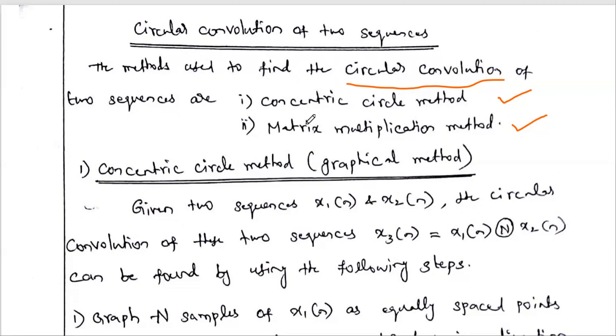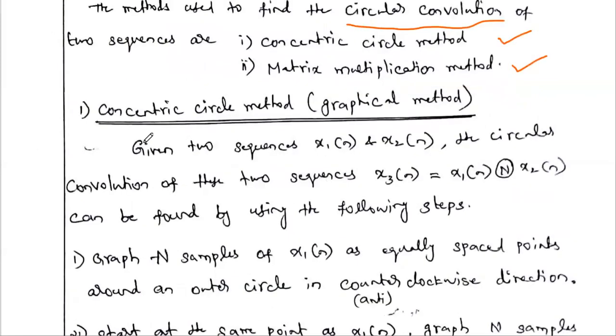You already know how to perform the concentric circle method as well as the matrix multiplication method. Once again I will give the steps and we will move to the problem. The first one is the concentric circle method. Another name for this method is the graphical method, used to obtain the circular convolution output.